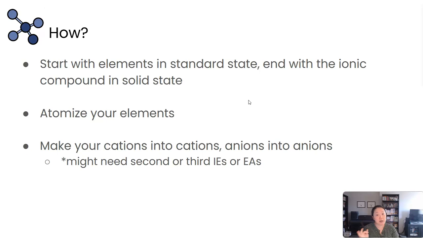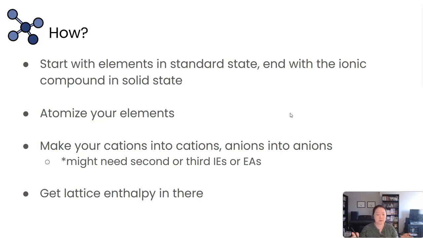Something to keep in mind as you're doing all of this is the fact that you might need second ionization energies or third ones. Same thing with electron affinities, if you're going to end up with an ionic compound that has ions that aren't a +1 or -1 charge only. Anything more than +1 or -1, you're going to need second and/or third ionization energies and electron affinities. And then the last piece that you're going to need is lattice enthalpy.